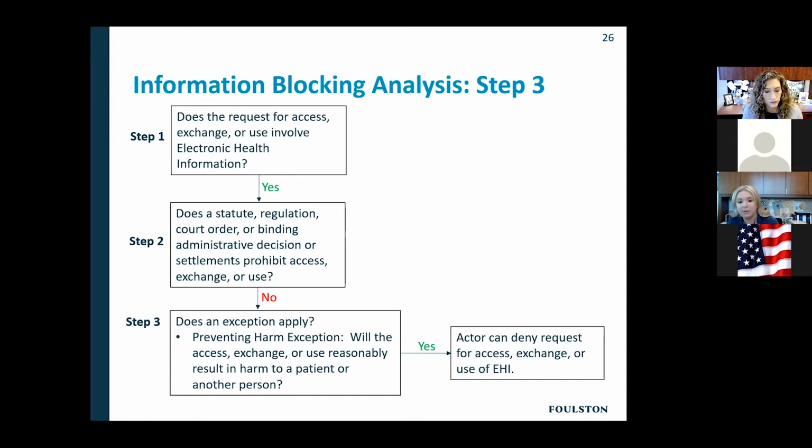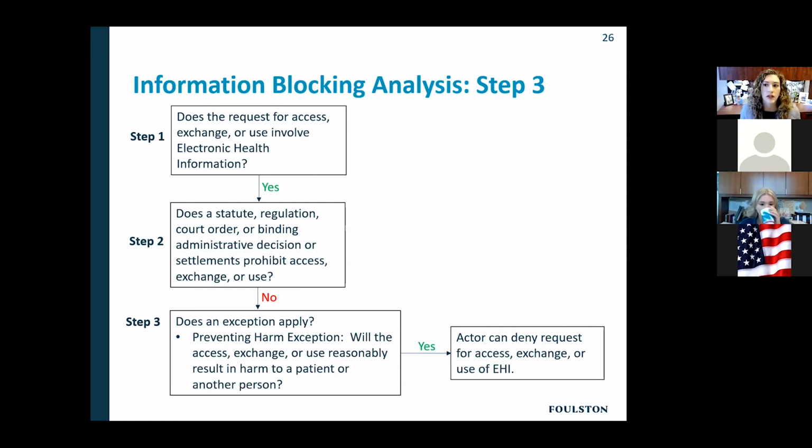All right, step 3, we are moving on to the 5 exceptions that are flat out. If you meet these exceptions, you may deny access, exchange, or use of the protected health information. And I think Amanda's going to talk us through a couple of those exceptions.